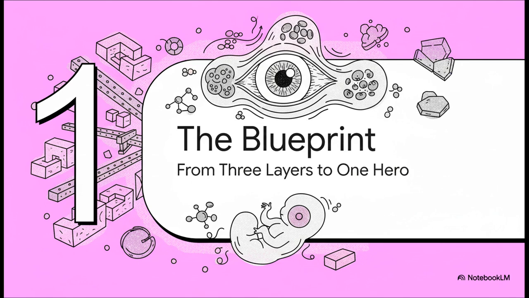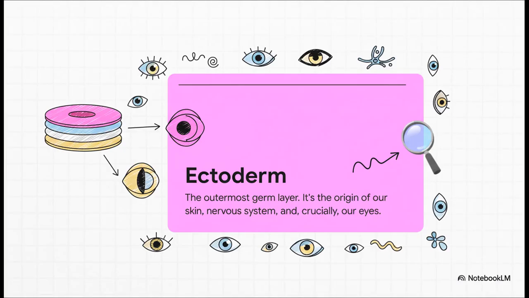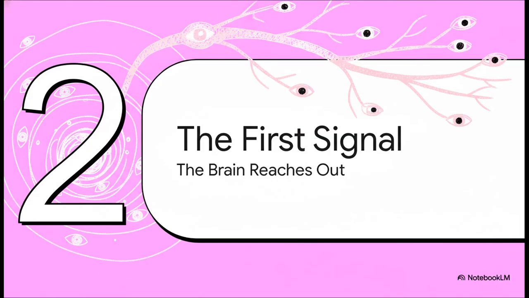Okay, so first things first. Before you can build anything, you need the right materials. For the eye, it all kicks off with one very specific layer in the super early embryo. So, in a tiny embryo, you've got three main layers of cells. But for our story today, we can pretty much ignore two of them. We're zeroing in on just one, the ectoderm. This is the powerhouse layer that gives rise to our skin, our entire nervous system, and, you guessed it, our eyes.